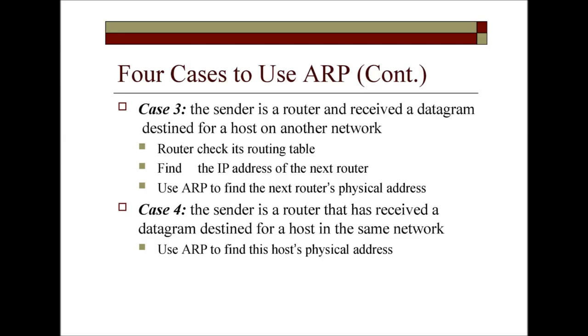Case number 4. The sender is a router that has received a datagram destined for a host in the same network. Use ARP to find this host's physical address. So dear students, if the device is on the same network, then the ARP request will be forwarded to the host. Over here, a router is not going to be used. When we use a different network, the physical address of the router is needed. But if the device is on the same network, meaning the destination device or ultimate receiver device, then the physical address of that device is needed. So an ARP request will be forwarded to find the physical address of that host or destination or receiver device.